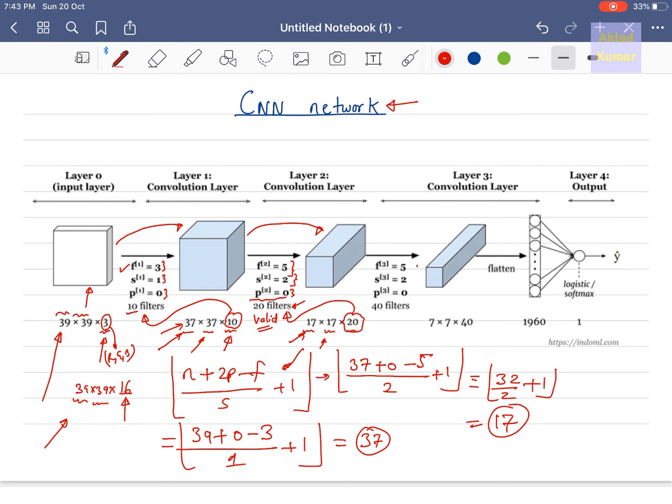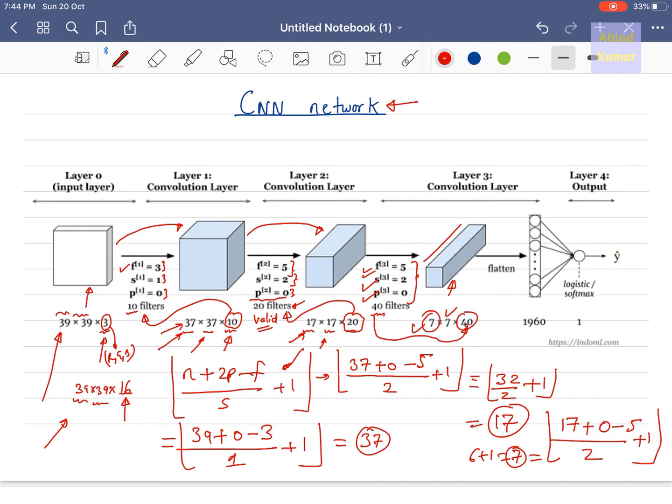Now again you are doing a third layer of convolution, in which the filter size is 5 cross 5, the stride is 2, padding is still 0, and now you are using 40 filters. So these 40 filters are reflected over here, and this 7 is coming because now 17 plus 0 padding minus the filter size 5, divided by the stride 2, plus 1, equals 6 plus 1, which is 7. So it's a 7 cross 7 volume with 40 channels. So 40 channels are along this dimension, and 7 cross 7 is this. And similarly here we have 17 cross 17 with 20 channels, and here this is 37 cross 37 with 10 channels.